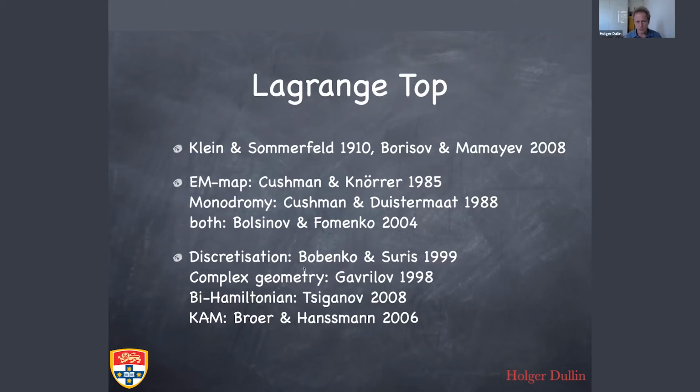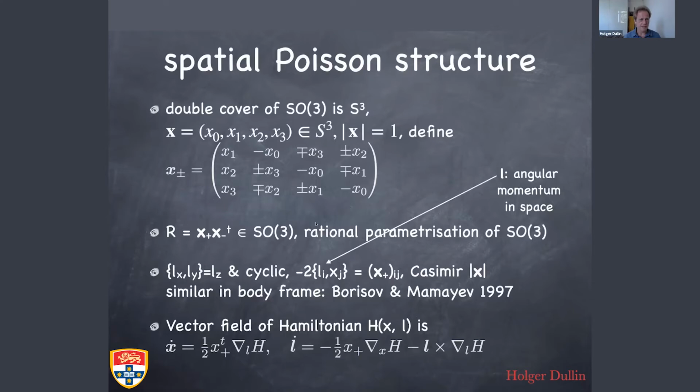Integrable discretization for the Lagrange top was done by Bobenko and Suris in a general framework of doing discrete Lagrangian dynamics. Complex geometry has been studied by Gavrilov. The Lagrange top has a bi-Hamiltonian structure that was recently looked at by Tsiganov. And then, of course, it's an integrable system that you can perturb, and the KAM theory of that has been worked out in detail by Broer and Hanßmann in 2006. All right, as I said, in no way is this complete.